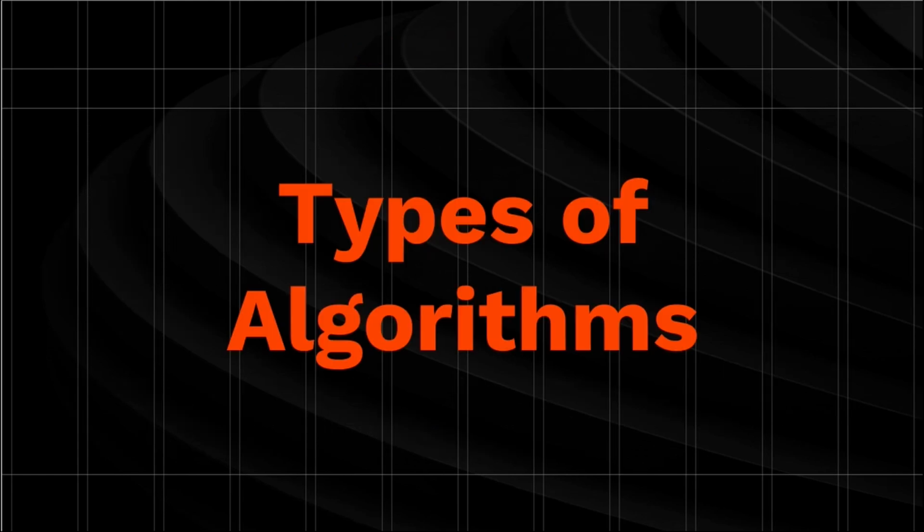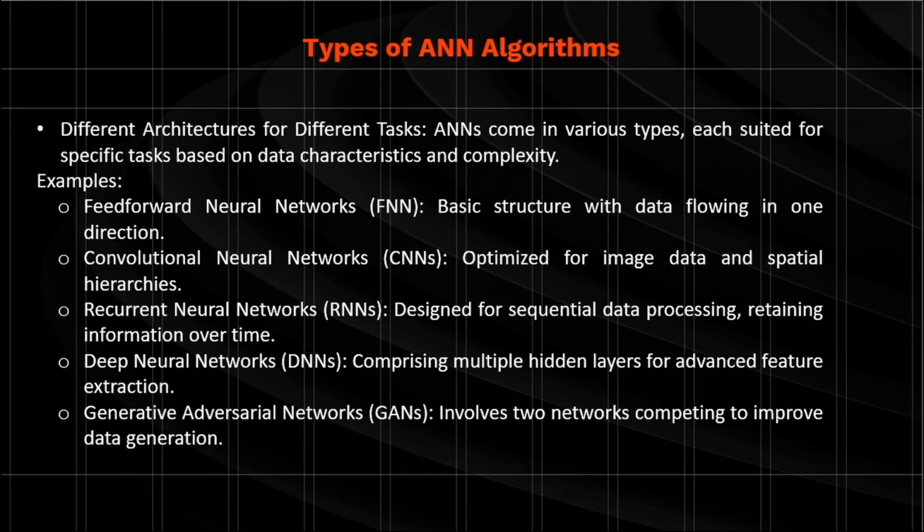Now, let's see the types of algorithms. ANNs have different types of architectures, each designed for specific types of data and tasks. The most basic type is the feed-forward neural network, FNN, where the data flows in one direction from input to output, making it good for simple classification tasks. Next, we have the convolutional neural networks, or CNNs, which are built to process images. They work by focusing on small regions of an image at a time, making them highly efficient for tasks like facial recognition or object detection.